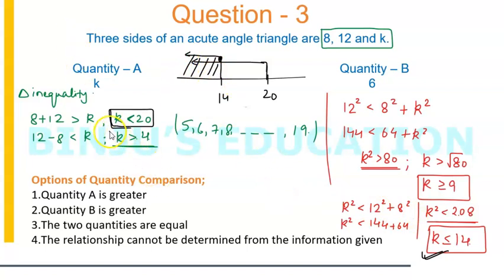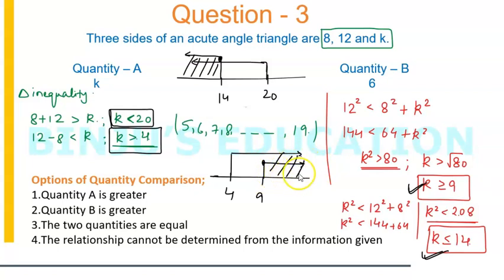Second one is k is greater than 4, k is greater than or equal to 9. Again, if you want, you can draw this on a number line also. K is greater than 4, k is greater than or equal to 9. This is the common part. So we can say one thing for sure, that the value of k will be between 9 and 14 including both the values.